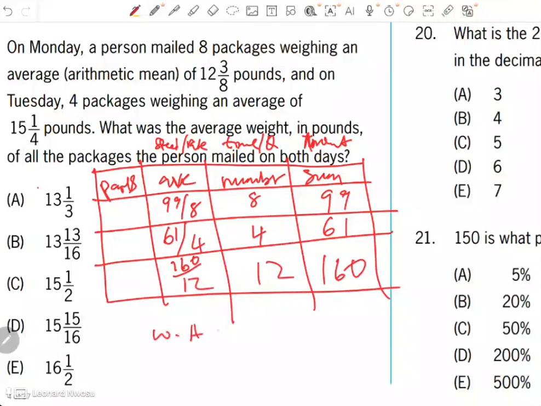So the weighted average is 160 over 12, which we already got as 13 and 1 over 3. Now, do you know why I like this table? What if they're asking for different things? Because they must not be asking for the weighted average.